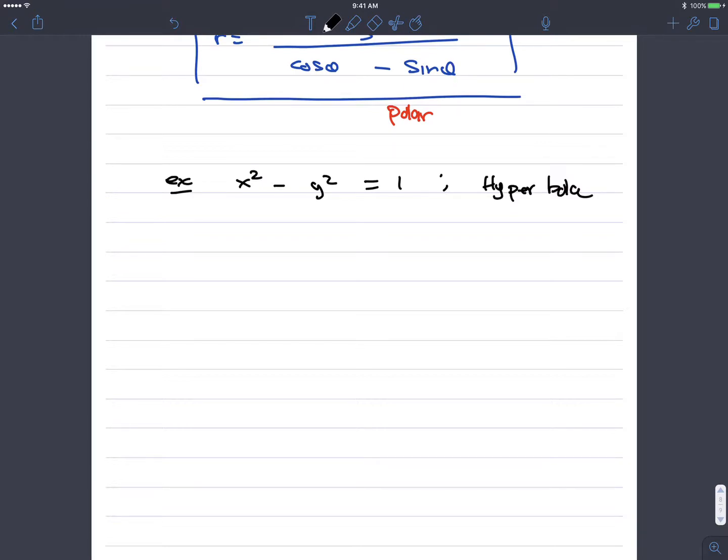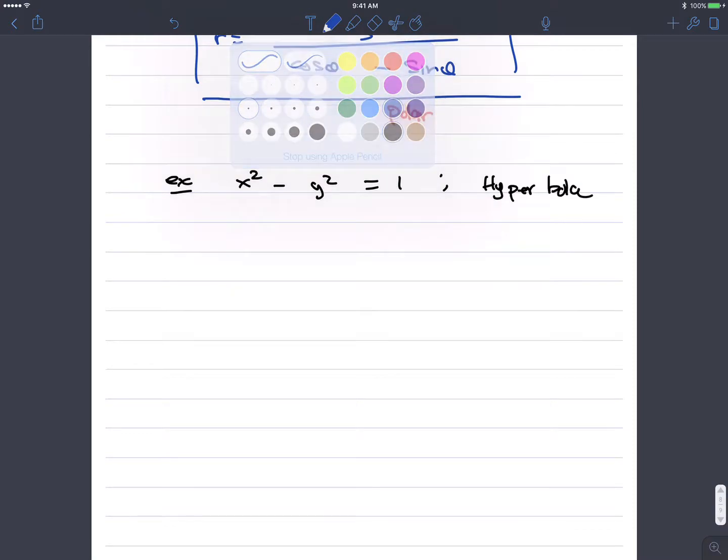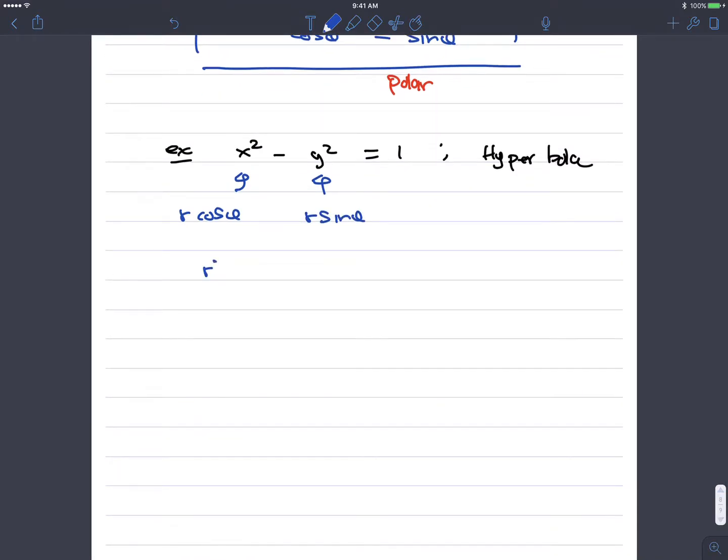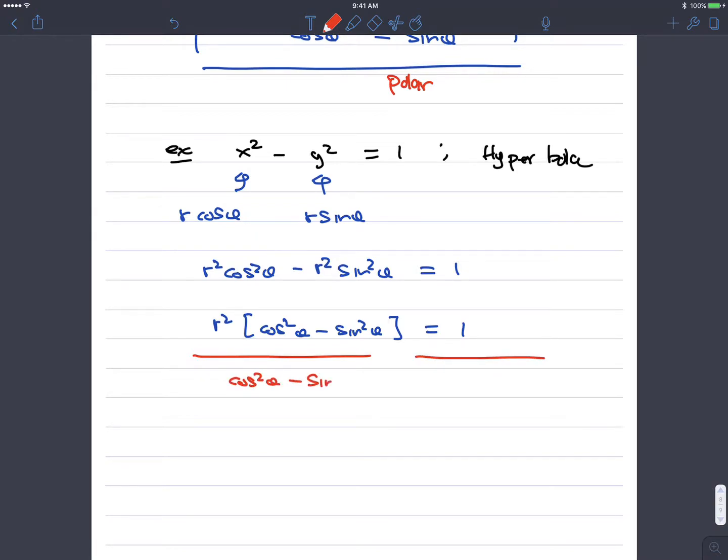So we have hyperbolas described in polar form. Same thing, replace your x with r cosine theta, replace y with r sine theta. So notice you have r squared cosine squared theta minus r squared sine squared theta, and that is 1. Now remember, we're solving for r, or r squared, either. If you factor out r squared here, you get cosine squared theta minus sine squared theta. This is 1. And now you're going to divide both sides again by the cosine squared theta minus sine squared theta.